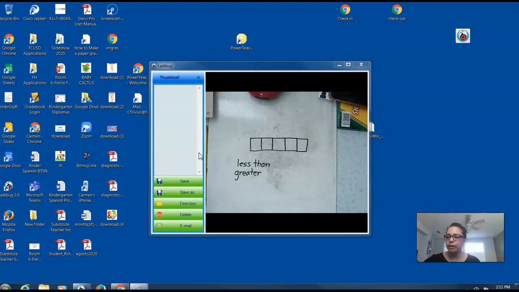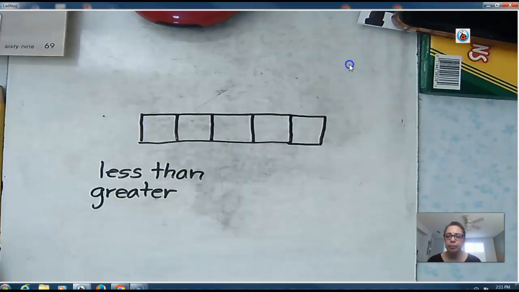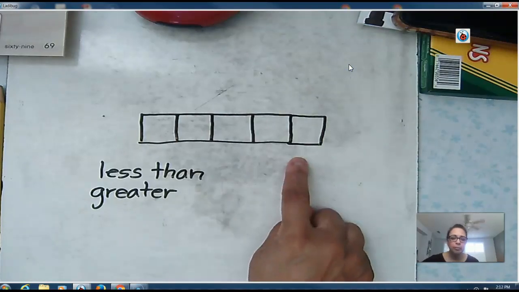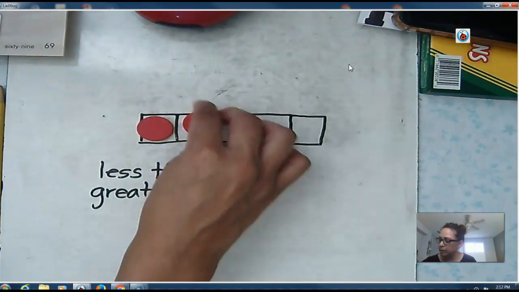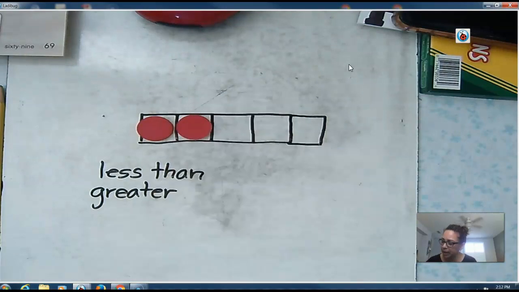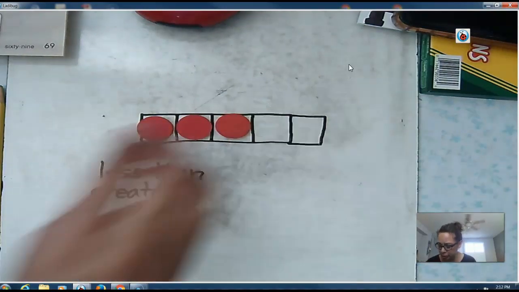Today we're going to do lesson 4-2, but first we're going to look at Mrs. Coriano's screen and talk a little bit about what today's lesson is going to be about. If you notice on my whiteboard, I drew 5 squares and we're going to fill those up, because today we're going to be using 5 and then comparing other numbers to it.